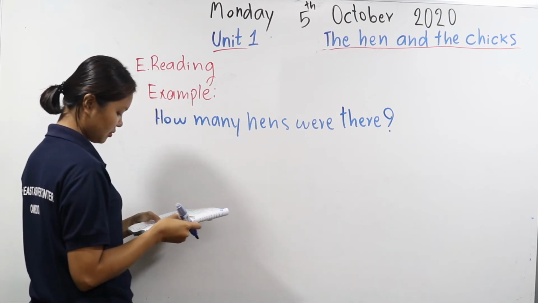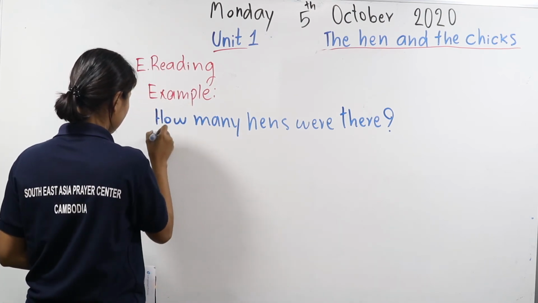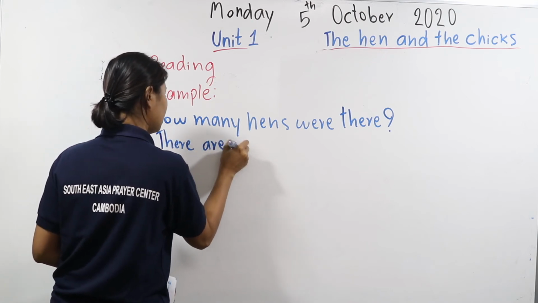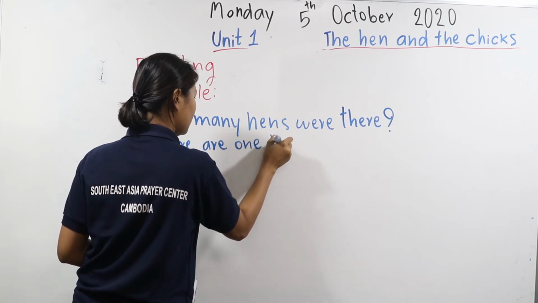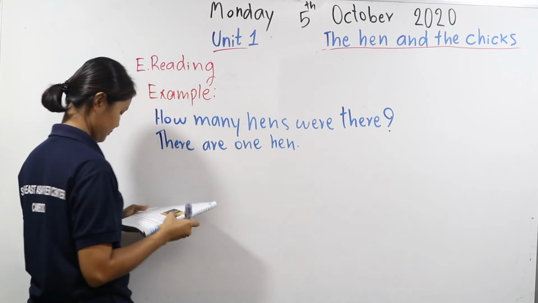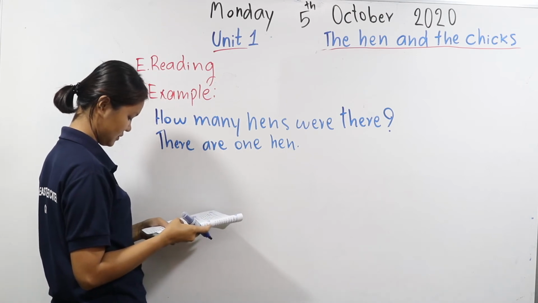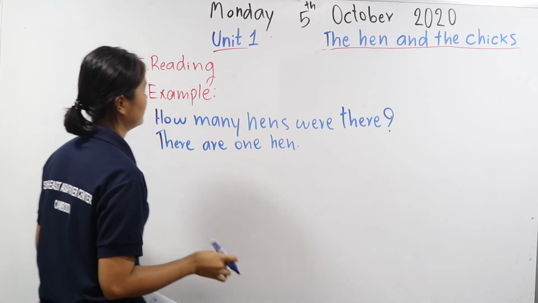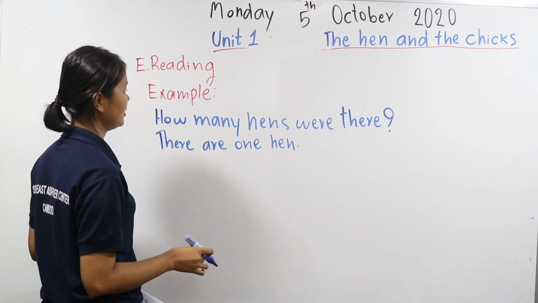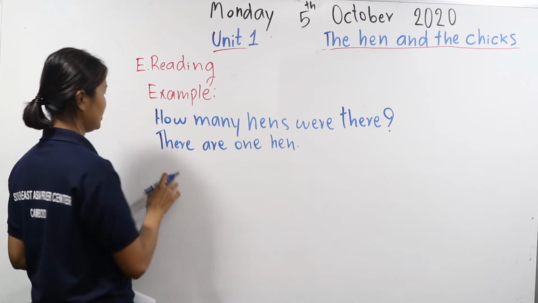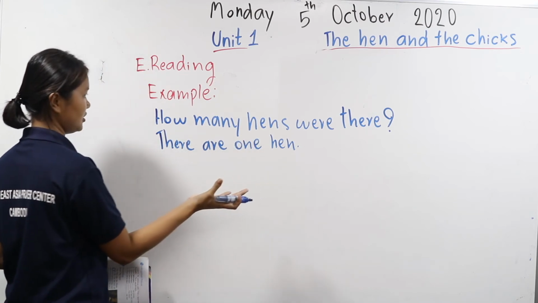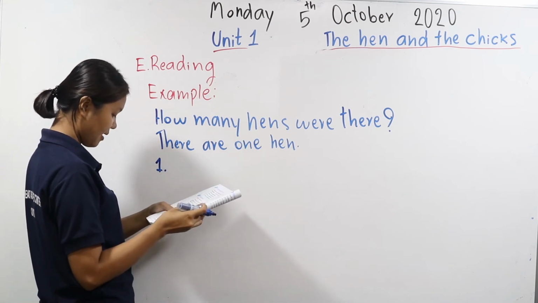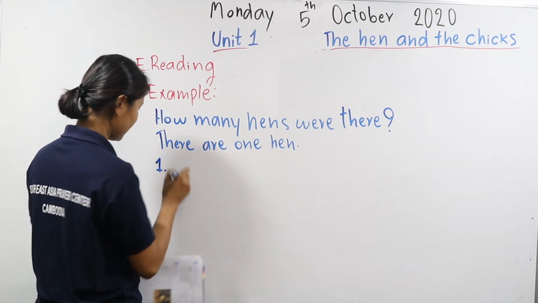There are one hen. I don't know why they answer like this. How many hens were there? Actually, if only one hen, there was one hen. But the book says like this, so I have to write it down like that. How many chicks were there?